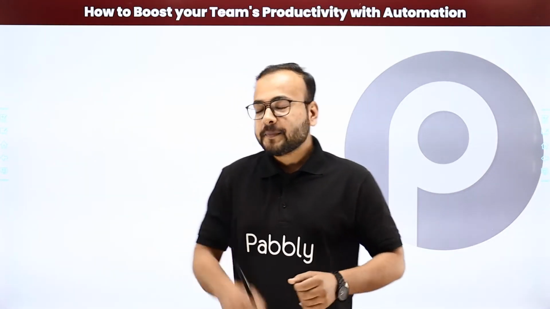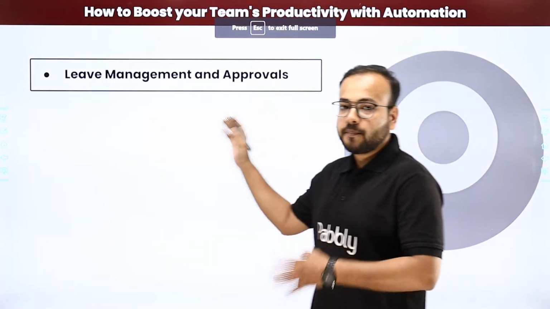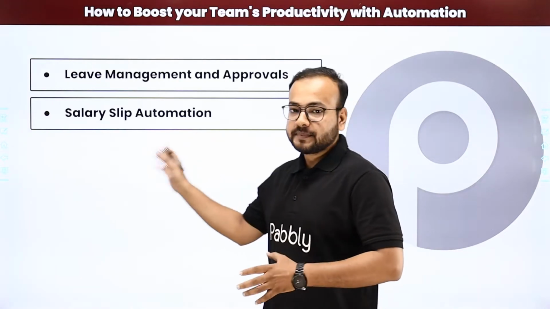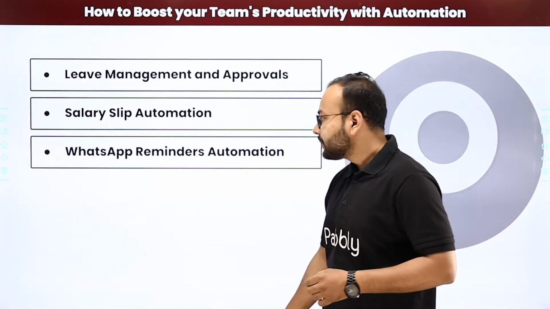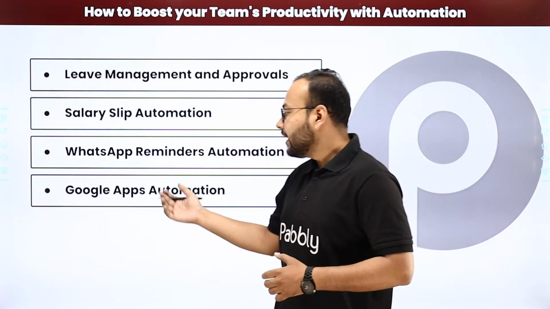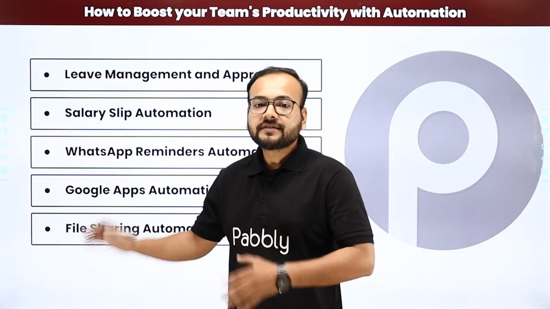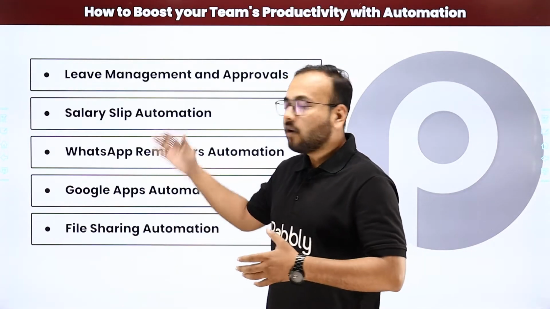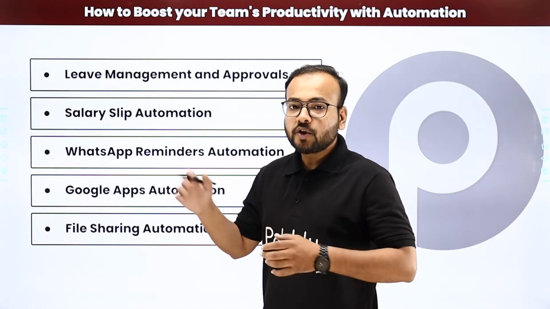So let us start. The first automation we have is for leave management and approvals. The second automation is for salary slips. Third, we have WhatsApp reminder automations. Then we have Google Apps automations. And we have file sharing automation as well. Now I'll show you one by one what will be the flow of all these automations and what are the applications we are going to use to set up these automations.